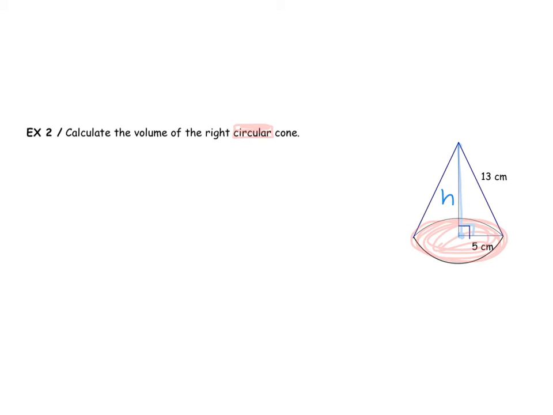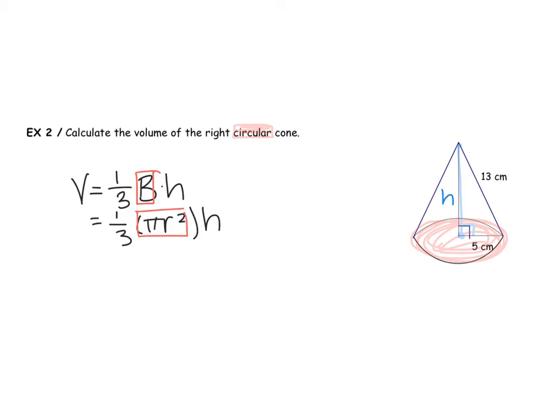base. My formula is 1/3 base area times height, or I can write it as 1/3 pi r squared times height. Remember that base area is pi r squared, so those are really the same formula. So to find the area of my base, I need the radius, pi times 5 squared. That's going to give me 25 pi.